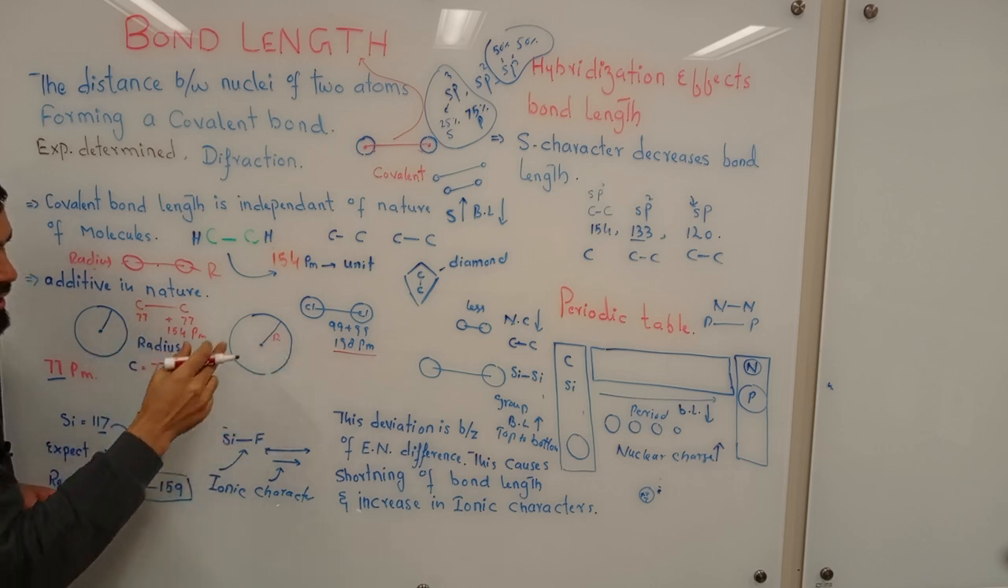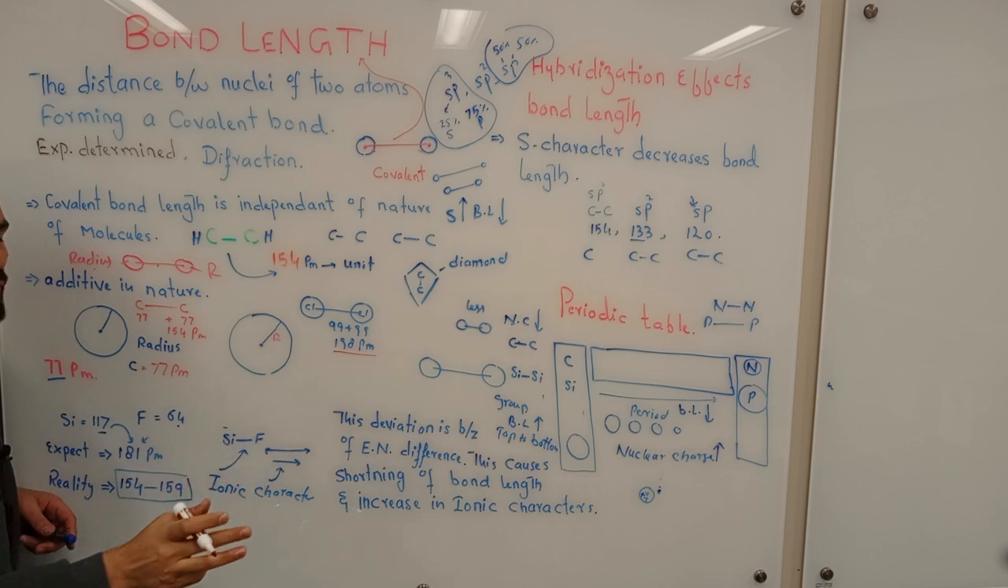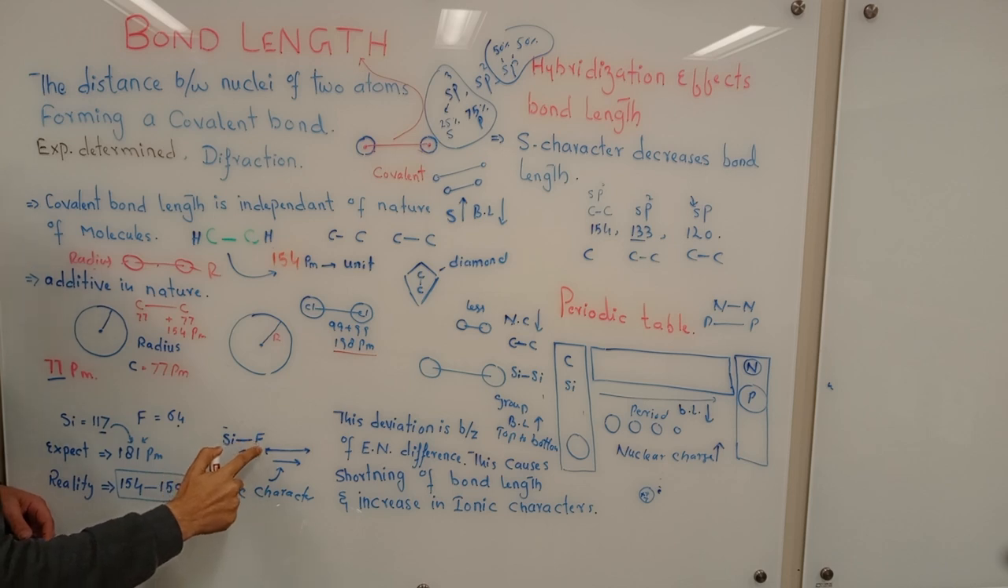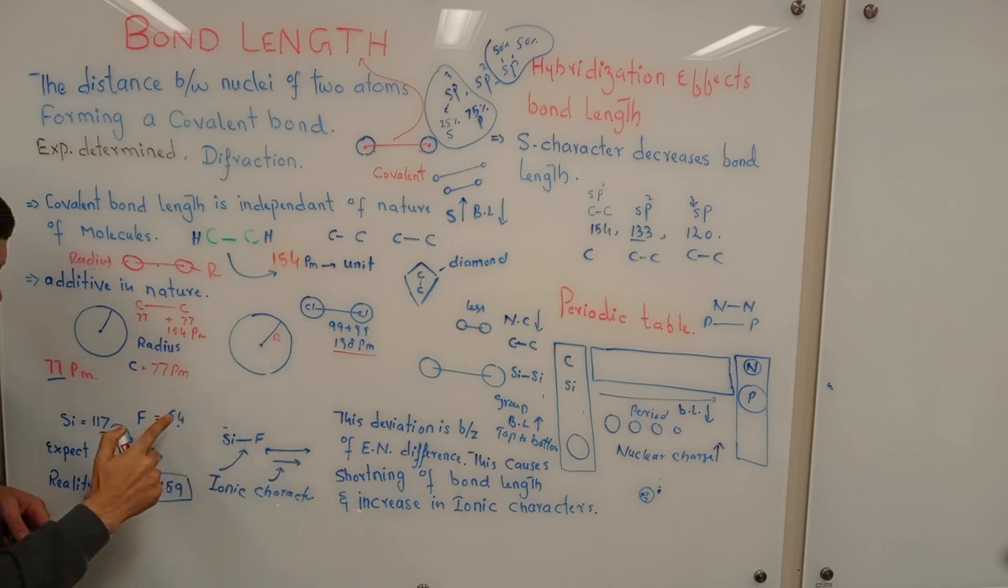do the calculation like this. There is some kind of deviation. What is this deviation? Let me explain. If you come to silicon, the atomic radius of silicon is 117 picometer. This is fine. And if you come to fluorine, the atomic radius is 64. Fine. If you add silicon with fluorine, definitely you will add 64 and 117. If you add 64 and 117, you will get 181 picometer.